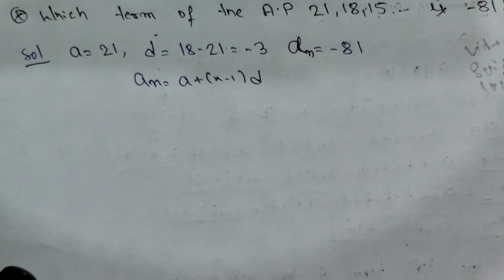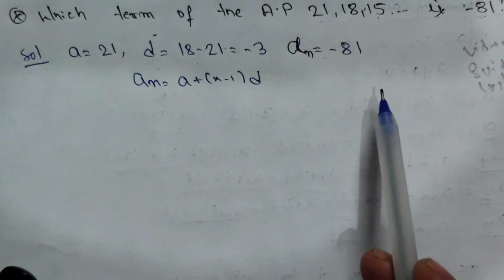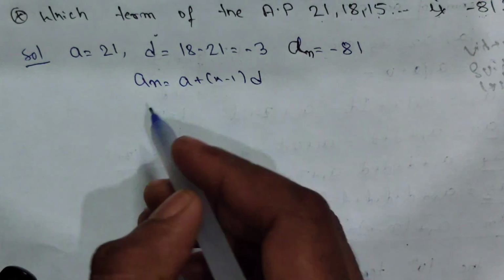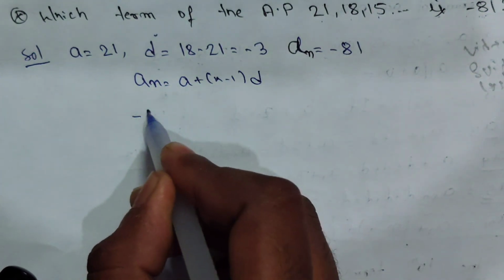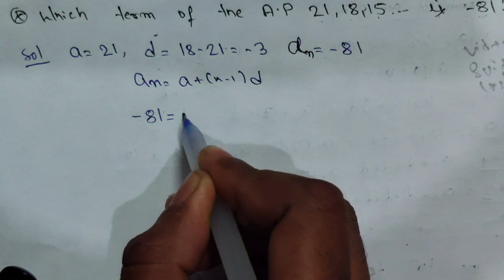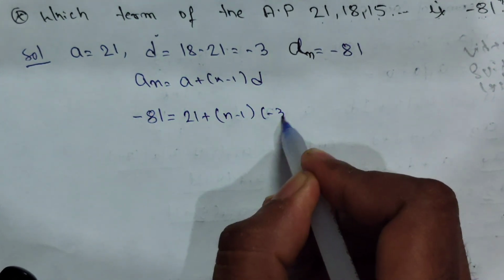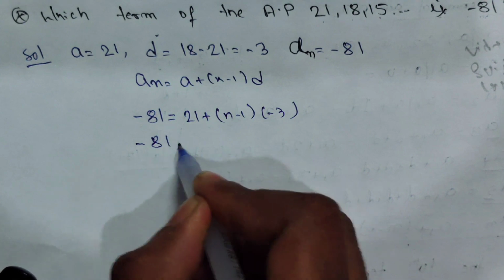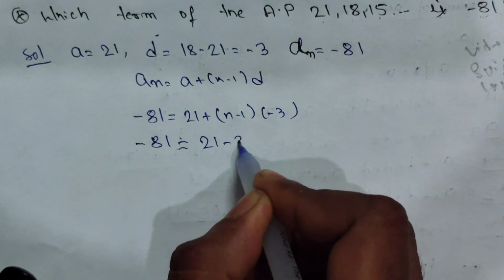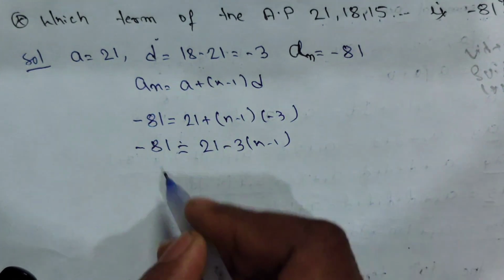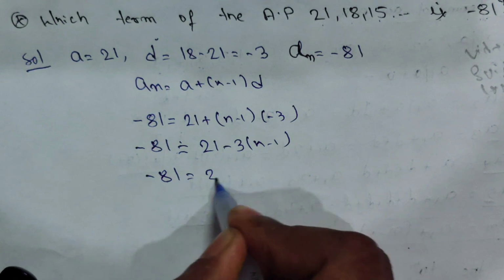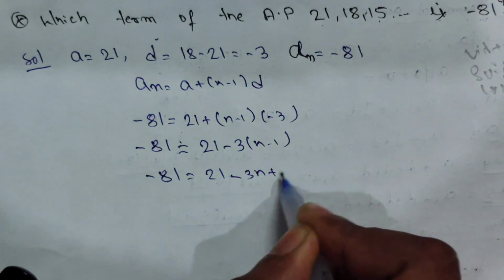So let us proceed. They have given us a_n. According to the formula, what will I write? Minus 81. a value is 21, n we don't know, d is minus 3. So minus 81 equal to 21 minus 3(n minus 1). So minus 81 equals 21 minus 3n plus 3.